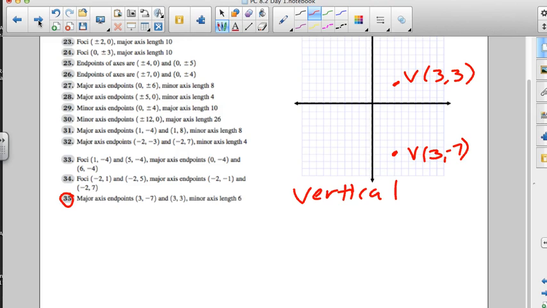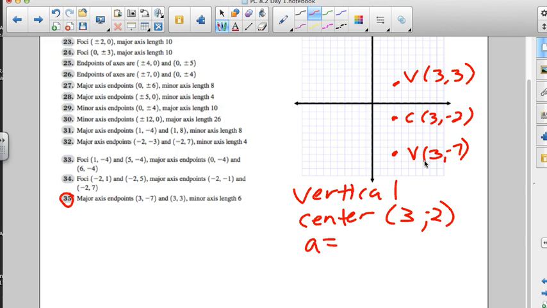And halfway between those 2 points is where our center is located. So obviously it's going to be 3, something. We just need to figure out the midpoint halfway between -7 and 3. So -7 plus 3 is -4, divided by 2 will be -2. So our new center is at (3, -2). And right now we can find a because we know how many units it is away. I mean, if we go from (3, -2) to (3, -7), that's a difference of 5 units. So there is our length from the center to the vertex.